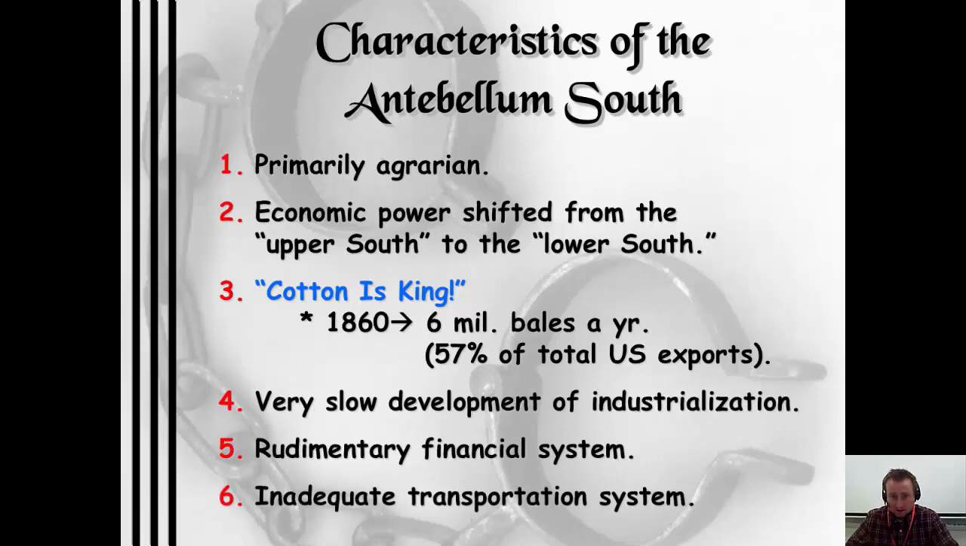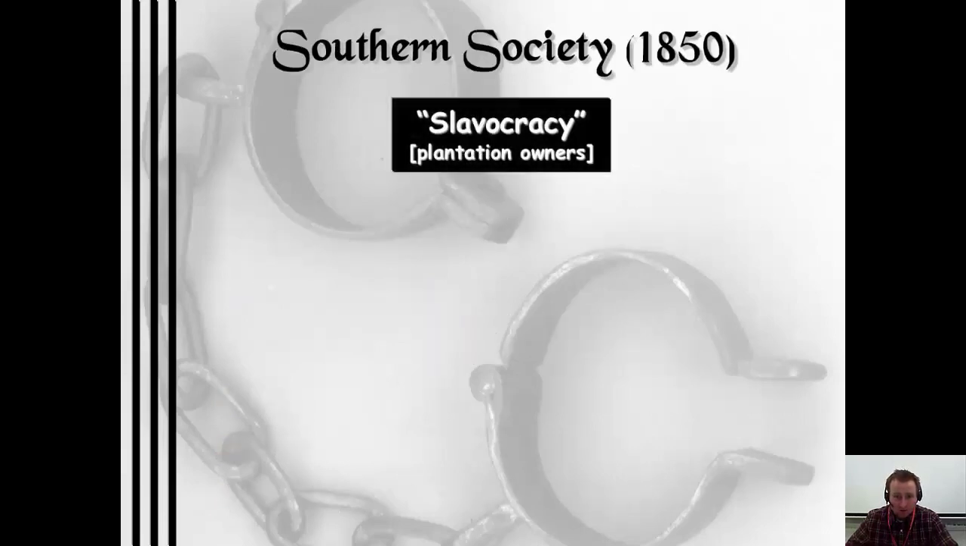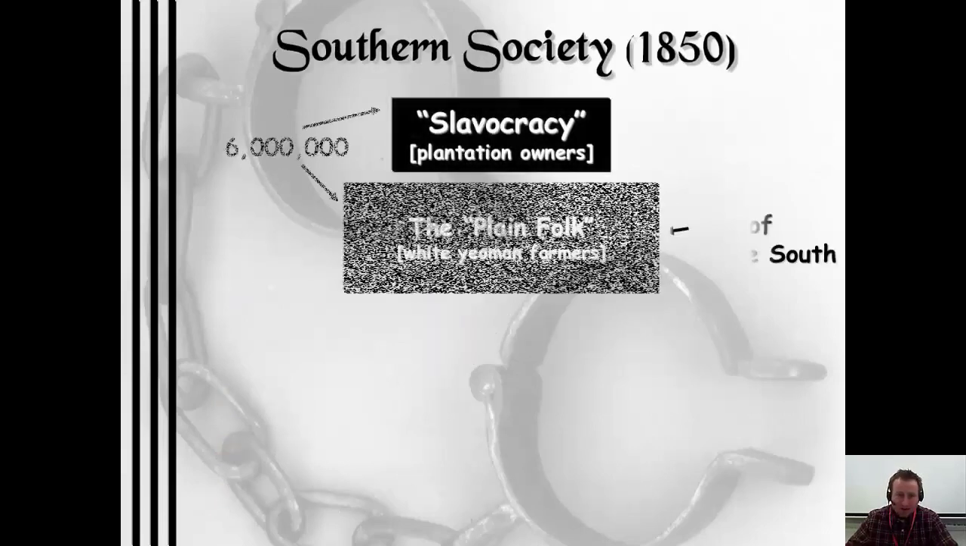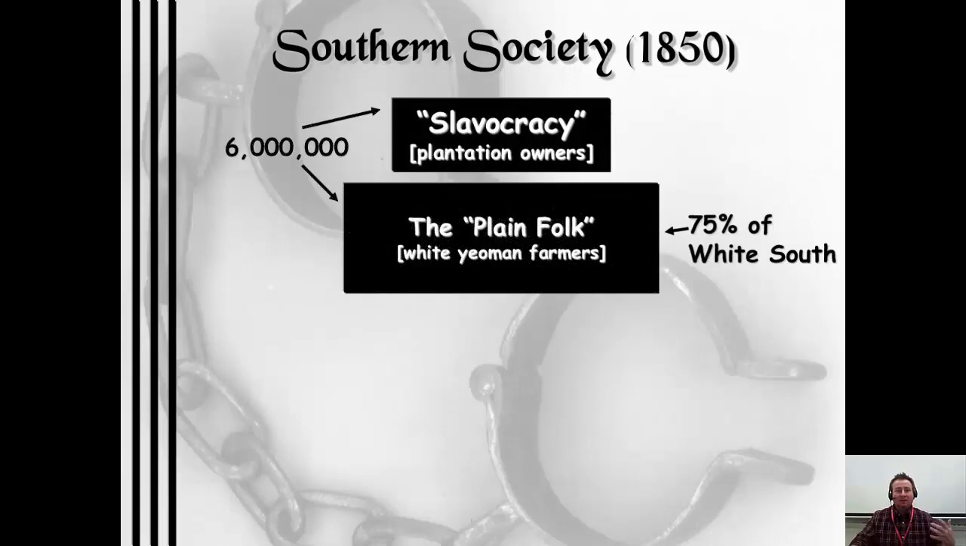Alright, so some breakdown of Southern society. So we have a slaveocracy, the plantation owners. The slavocracy plus the plain white folk, the yeoman farmers, would be about 6 million. So if the yeomanry was about 75% of the population, that leaves about 25% that was the slavocracy. So we're talking a very broad definition of yeoman here.